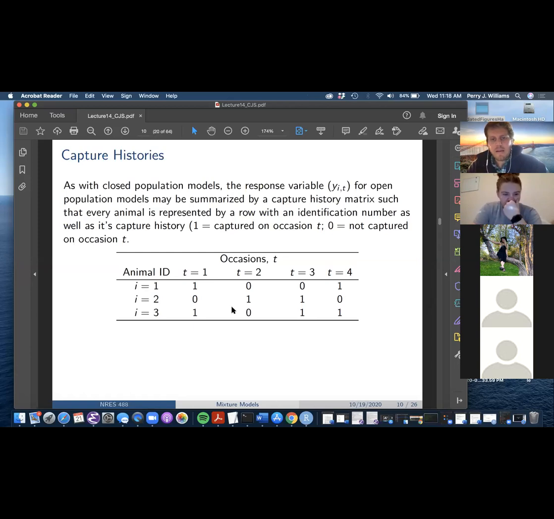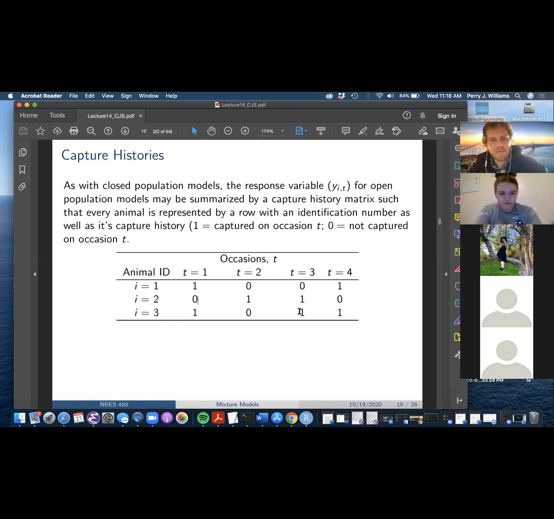Okay, now a couple things to note here. If we saw this animal on occasion 2, we know what happened to it here. We didn't see it, but because we saw it in occasion 2, we know it was alive and we just didn't see it on occasion 1. Because it couldn't have died and then come back to life.